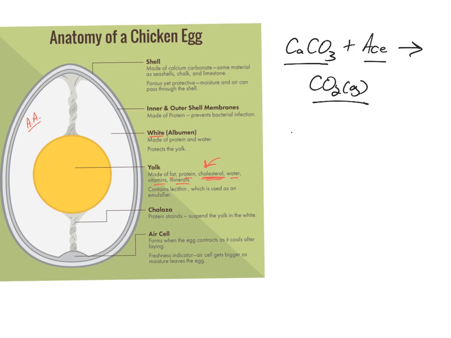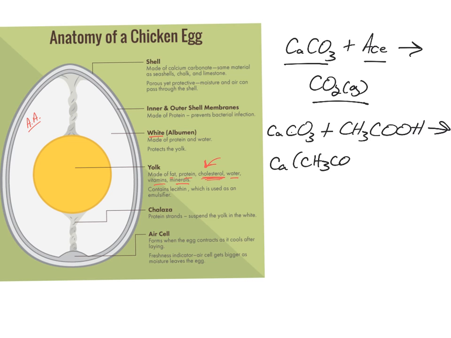So to draw out the balanced chemical equation would be CaCO3 plus CH3COOH yields Ca(CH3COO)2. This is acetate, which is a salt of the acetic acid. And there's two of these, plus water plus CO2. Now that looks complicated, so I didn't want to write it, but this is the chemical equation.